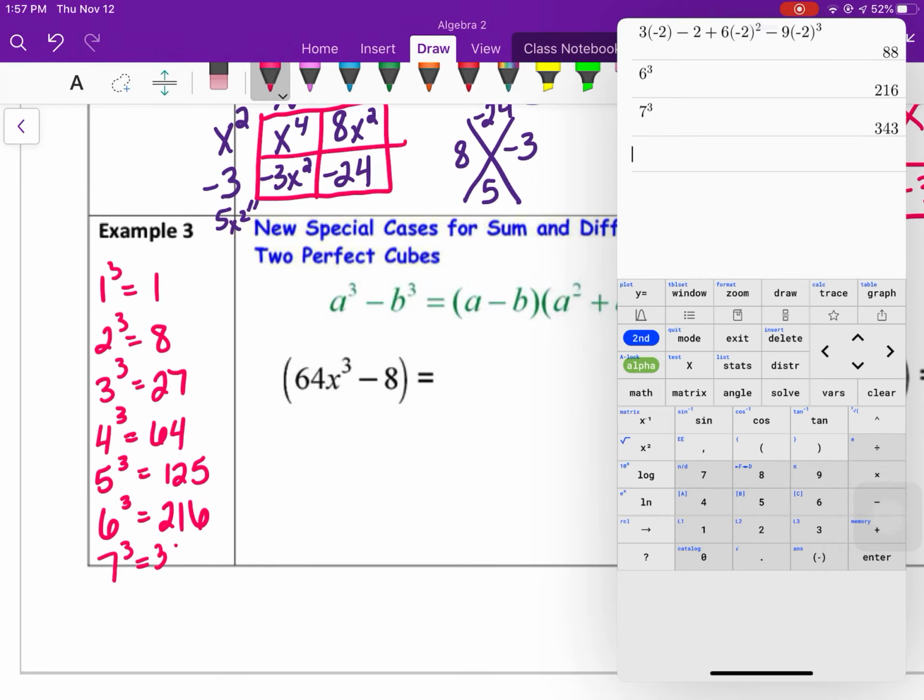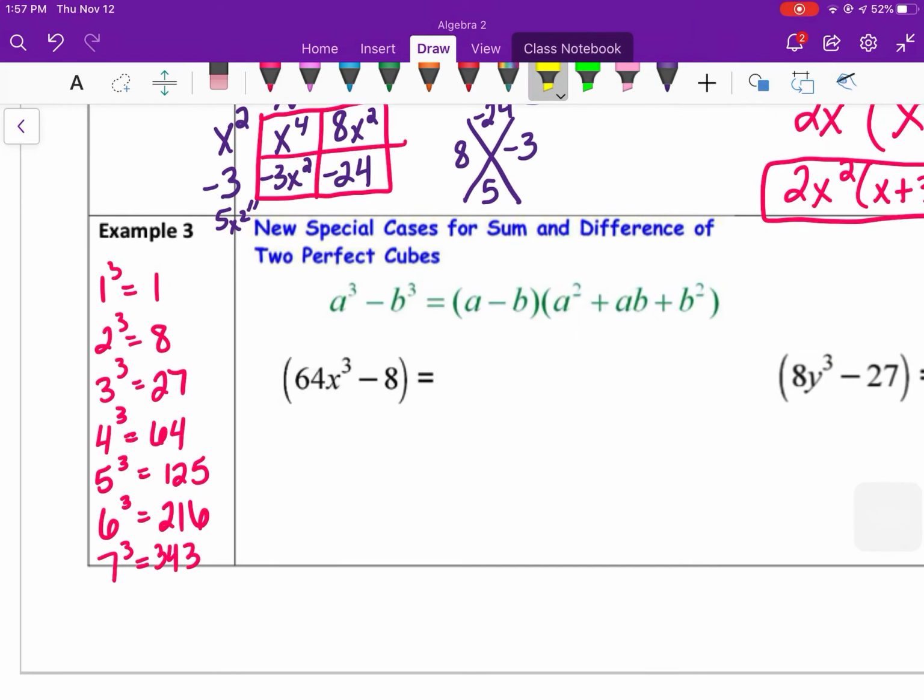I think that's as large as I ever go with these, but 7 cubed, we'll put that 343. So if you see any of these perfect cube numbers and you're subtracting, like a cubed minus b cubed, then you can factor it using this formula. So a cubed minus b cubed becomes the product of a minus b times a squared plus ab plus b squared.